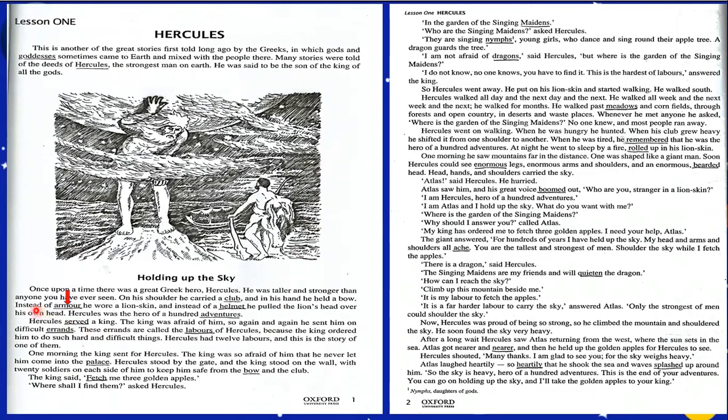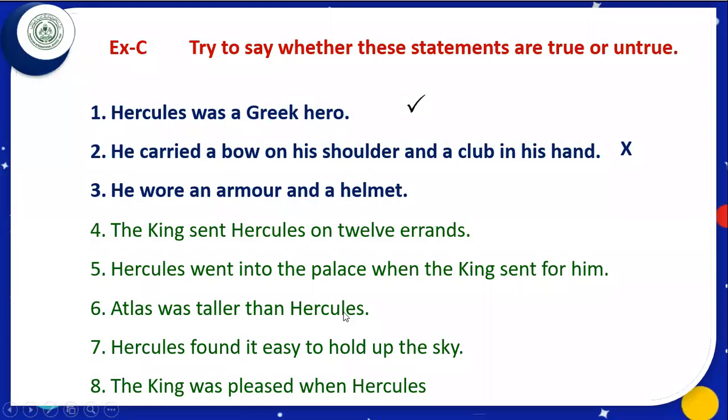It is mentioned here, instead of armor. Armor is a metallic dress. Instead of armor, he wore a lion skin. What does it mean? He did not wear any armor. And instead of a helmet, he pulled the lion skin on his head. So he did not wear any armor or helmet. But here it is written, he wore an armor and a helmet. This means this statement is also false, untrue. We'll put a cross here also. Let us move to the next part.